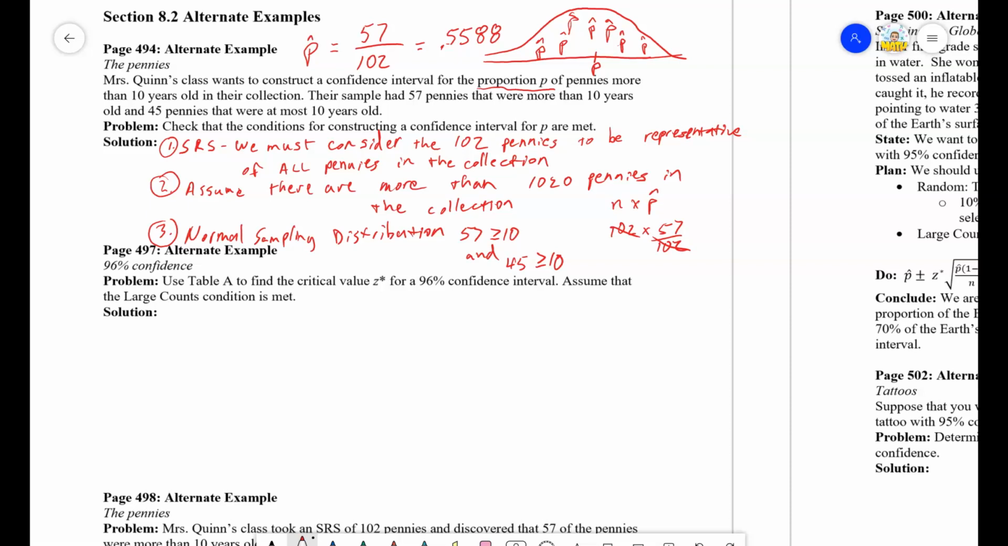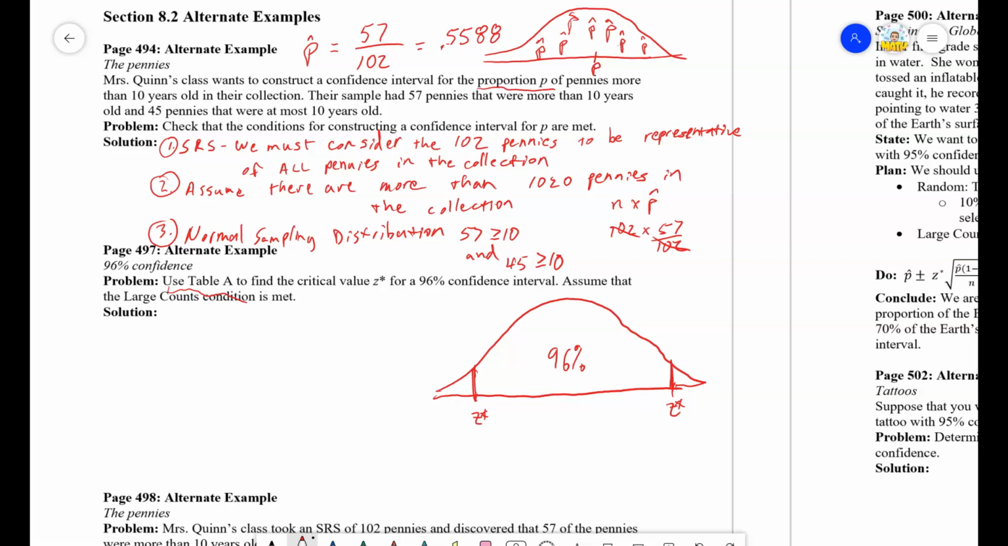All right, use table A. We'll take a look at table A to think about this critical value Z star for 96% confidence. But I want to draw a picture for you of what I'm looking for and help you realize that we can also lean on our calculator for this. So what we're saying is, what is a Z score that would contain 96% of all values in a normal distribution?